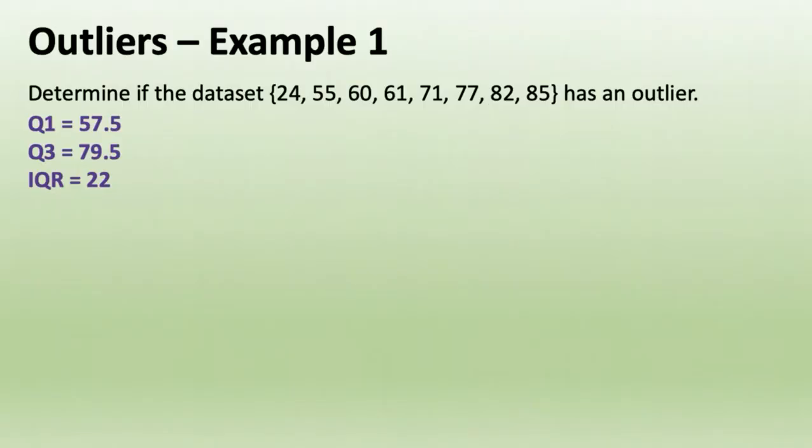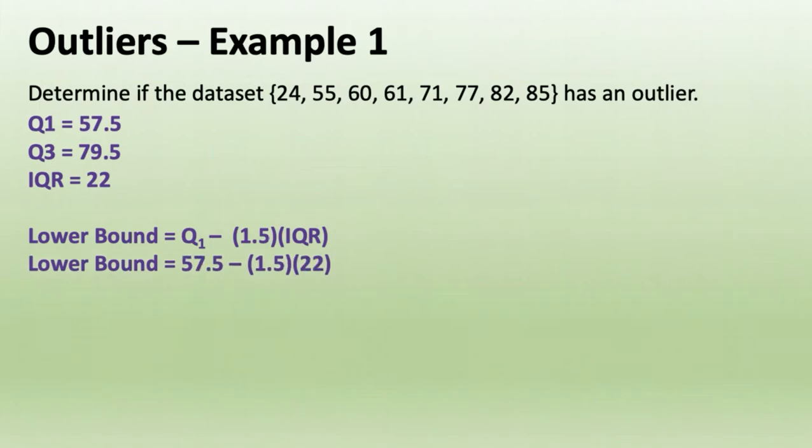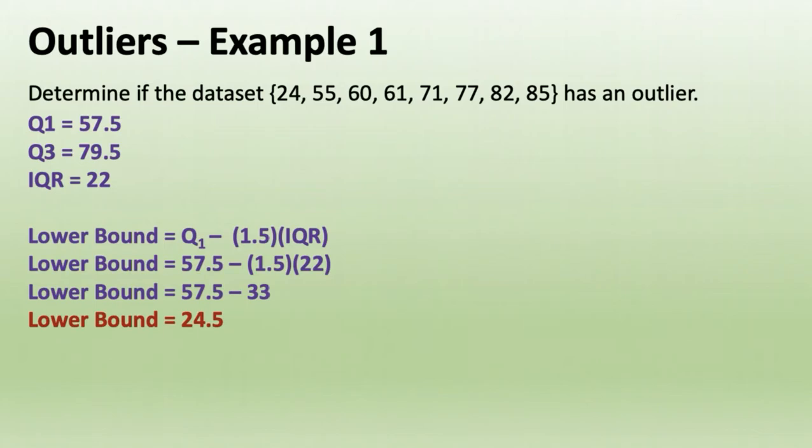Here are Q1 and Q3, which we just determined from GeoGebra. And to calculate the IQR, I subtracted the two values and came up with 22. Now remember, this is the formula for the lower bound. I simply have to plug in Q1 and the IQR. So I plugged in 57.5 and 22. Then I perform the multiplication. 1.5 times 22 is 33. Then I subtract, and that tells me my lower bound, which is 24.5.